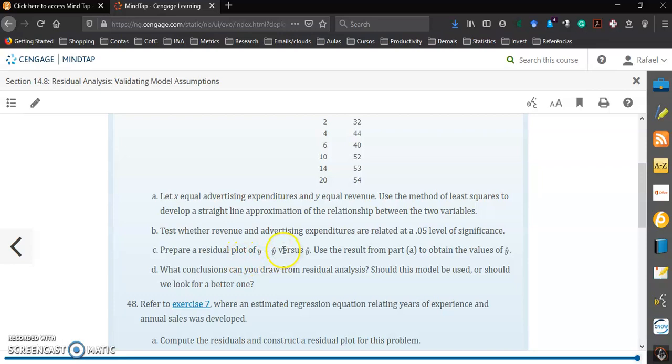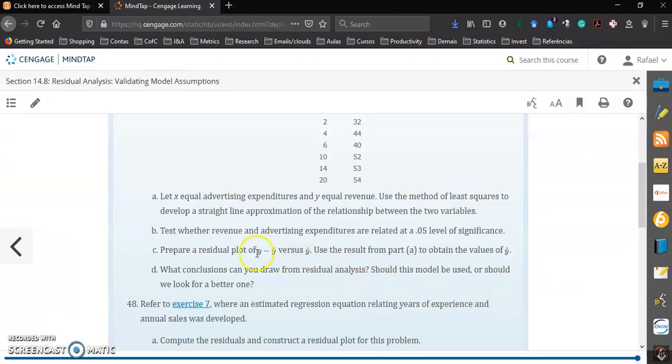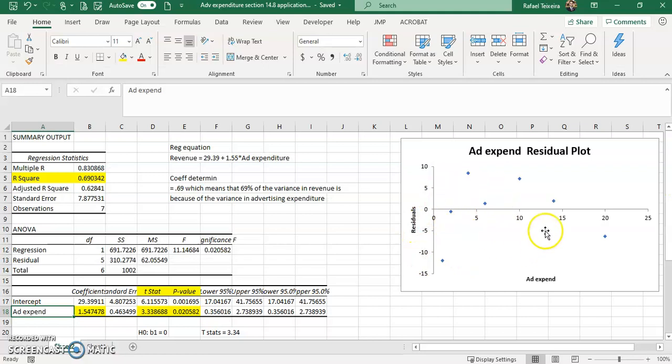Prepare a residual plot of the residuals versus the predicted Y. So this is the plot of the independent variable against the residuals, and this is used to analyze the constant variance. And we can see that it kind of is constant. Maybe this observation here is too much outside of our parameters.